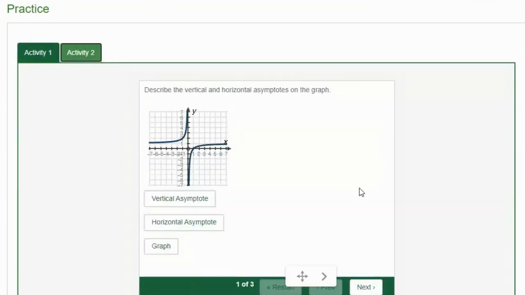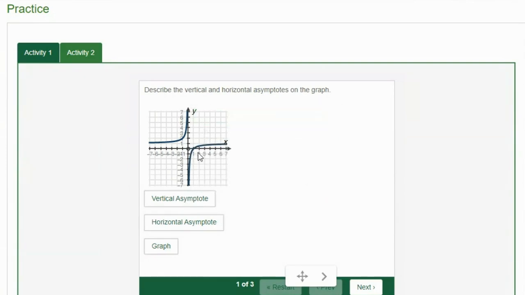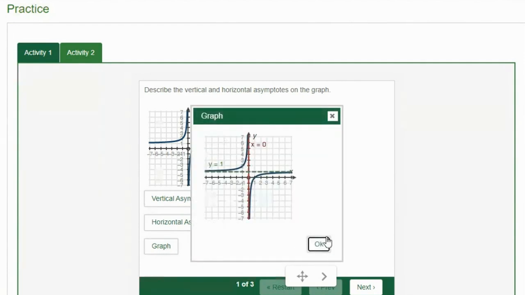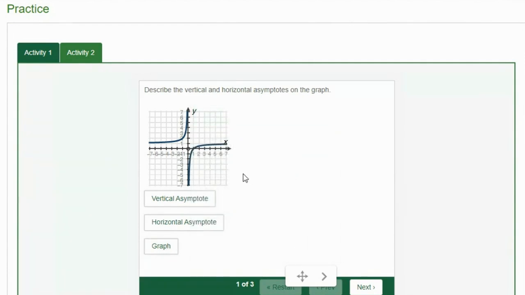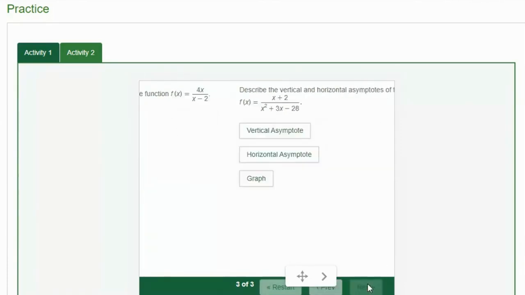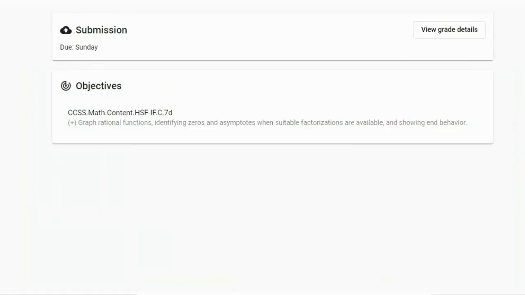Activity 2: describe the vertical and horizontal asymptotes on the graph. What do I do? Click that? Oh, there you go. So say what it is, and then you can click this to see if you're right. There's the graph, and it shows you the asymptotes. Describe the vertical and horizontal asymptotes of this function, and then you can click to see if you're right. And this function. All right, let's look at our assignment.